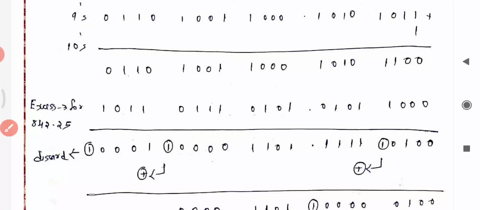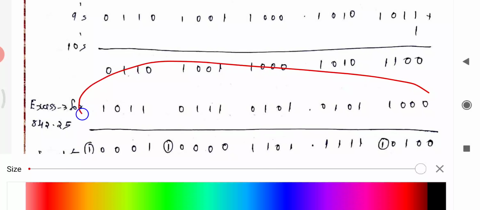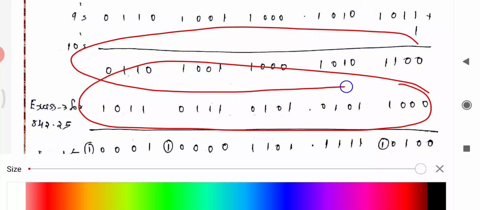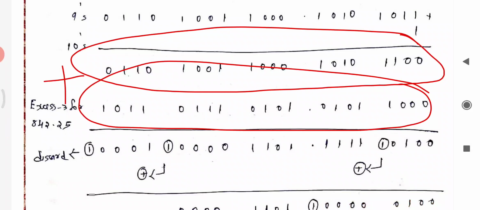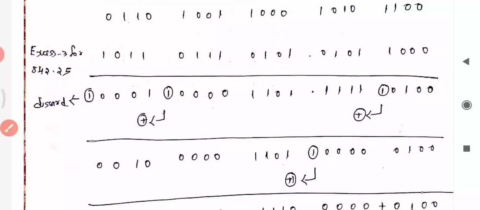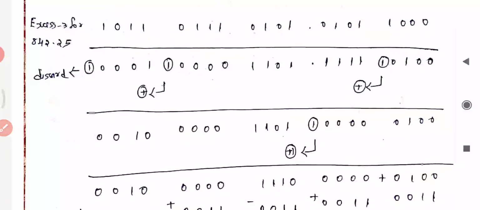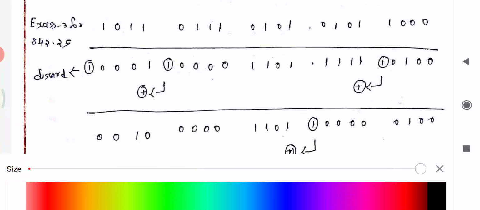Then add it to the minuend. That is, here is the XS3 code for the minuend, and here is the XS3 code tens complement of the subtrahend. Then just add these numbers. In the answer, we can see that a carry bit is generated. Then just discard this last carry, and this carry is added to this group, and this carry is added to this group.